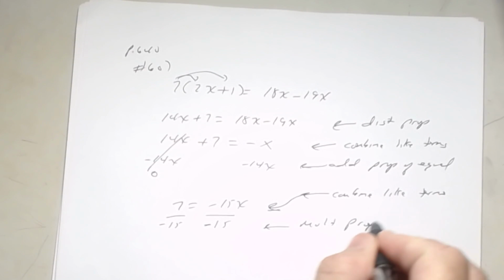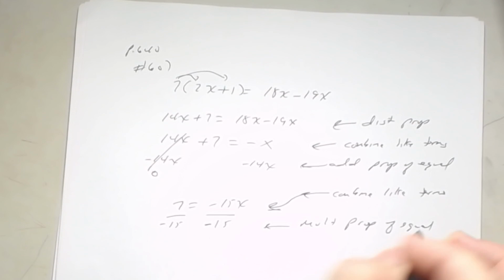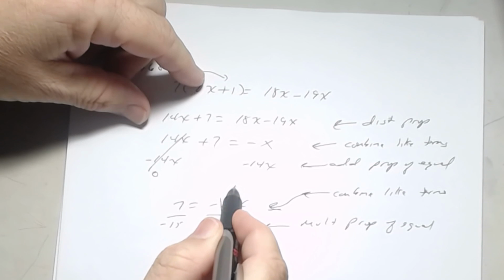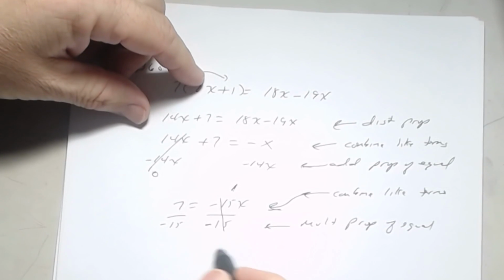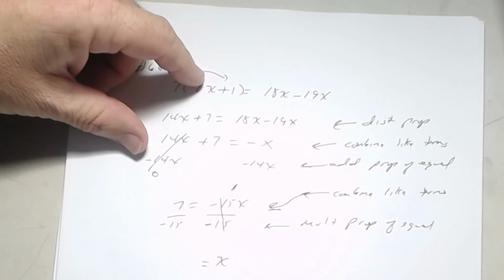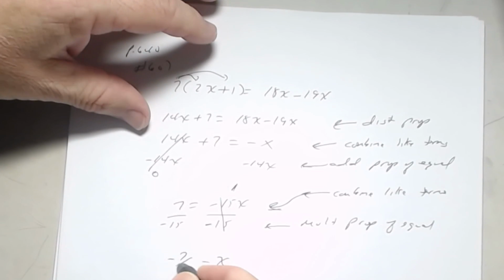Now, once you do the multiplication property of equality, what's always that word we use next? Once we divide by negative 15, the next step is to simplify. Negative 15 divided by negative 15 is 1. 1 times x is x. Now, can I simplify 7 divided by negative 15? No. So I'm just going to write it as negative 7/15.